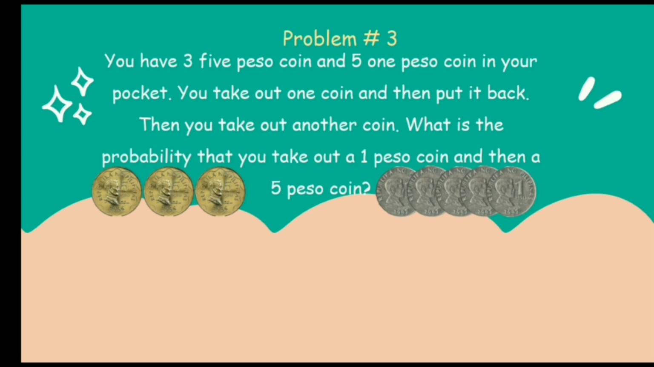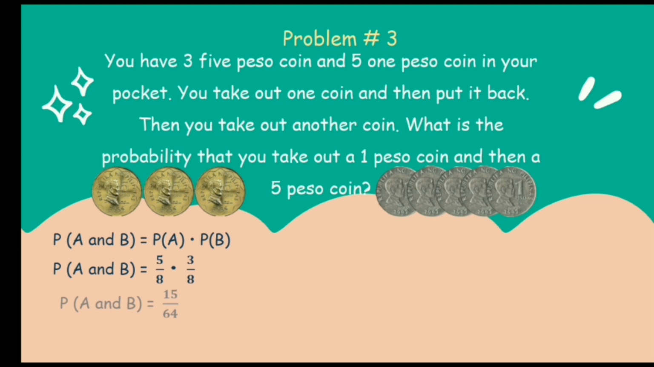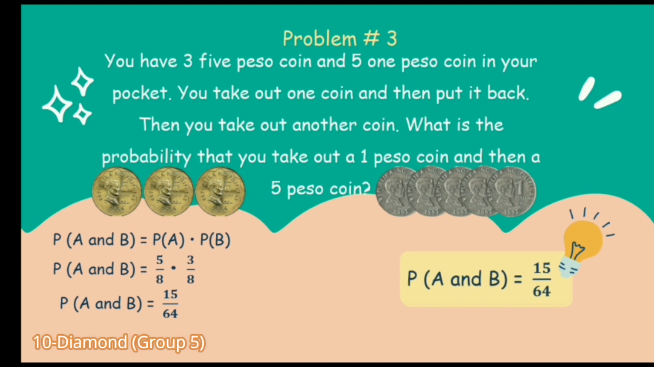We will solve this using the formula probability of A and B is equal to probability of A multiplied by probability of B. Substitute the given 5 1 peso coin over 8 coins multiplied by 3 5 peso coin over 8 coins. 5 times 3 is 15. 8 times 8 is 64. The final answer is 15 over 64. Therefore, the probability of getting 5 peso coin and then 1 peso coin is 15 over 64.